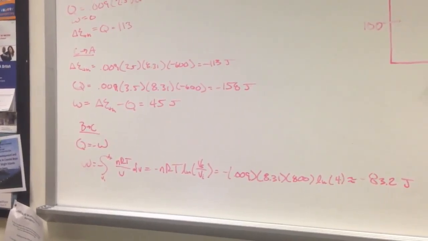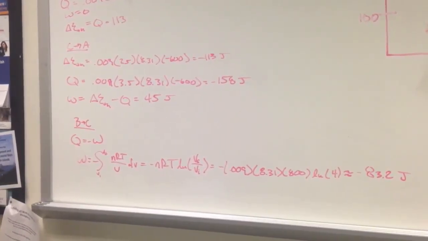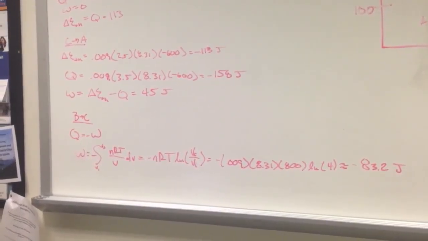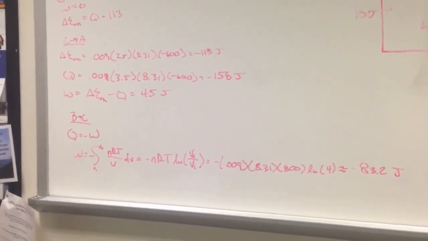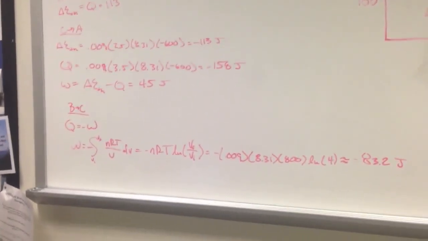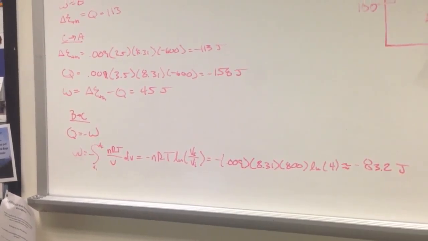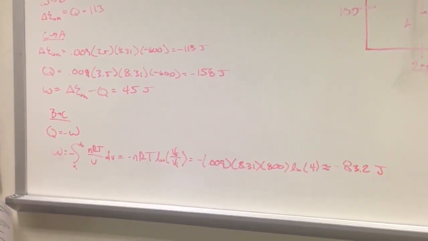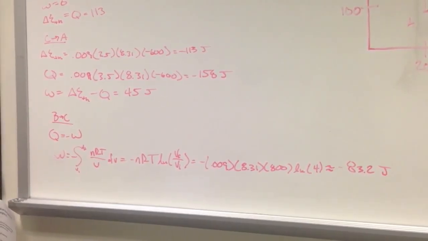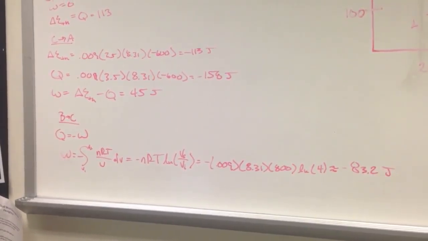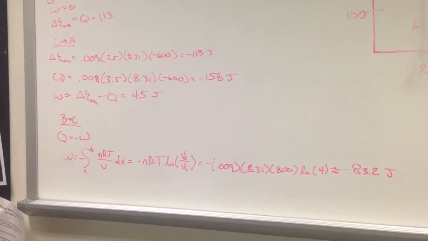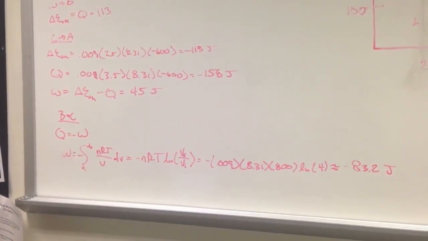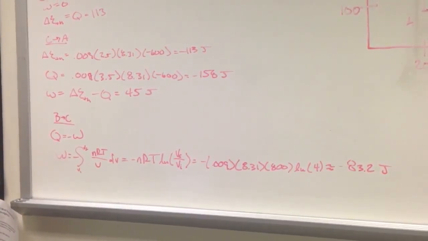Next is the process of B to C. That one is a little trickier. It is the isothermal expansion. In an isothermal expansion, there is no change in thermal energy, which means that Q and W are opposite of each other. So if Q is positive, W is negative.